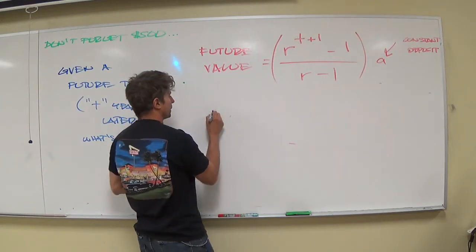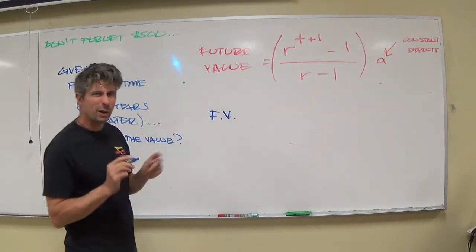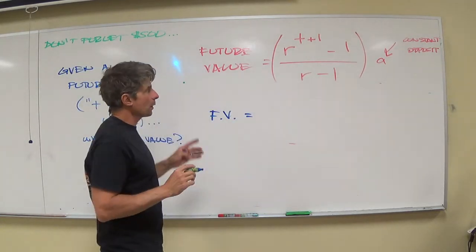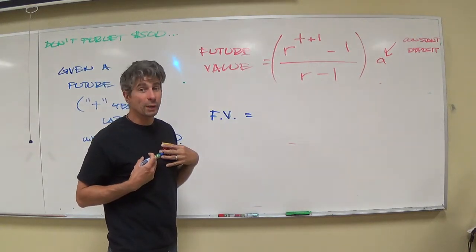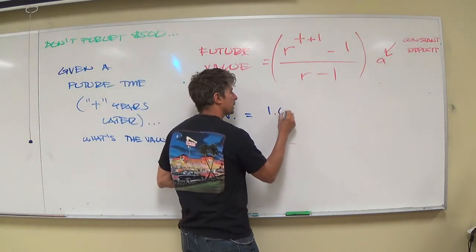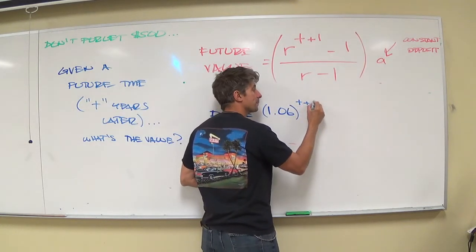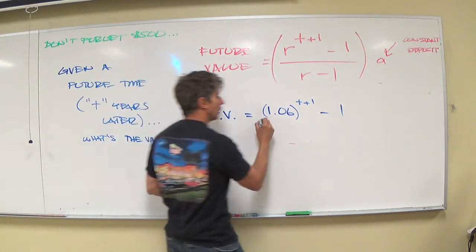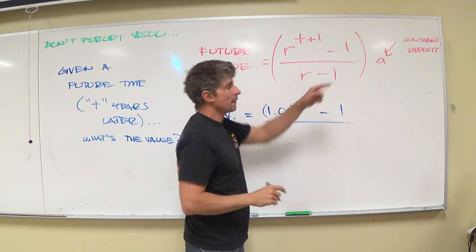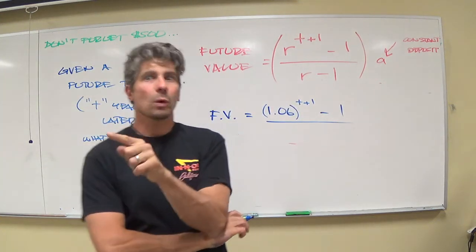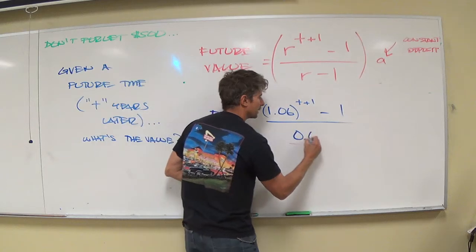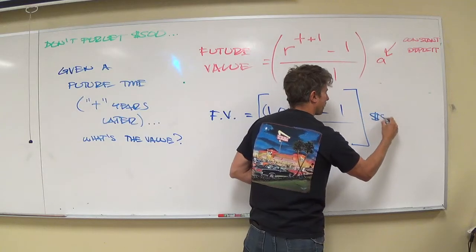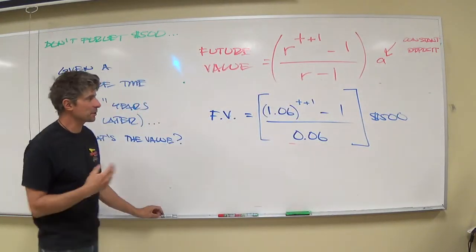So our future value, I'm going to go back to FV with periods. This is not F times V, it's just future value shorthand. R, in our case, is 1.06. It's going to be 1.06 to the t plus 1, whatever those values are, minus 1, all over R minus 1. R is 1.06, minus 1 would just be 0.06. And then multiply all of that times 500. All of that gets multiplied by 500.